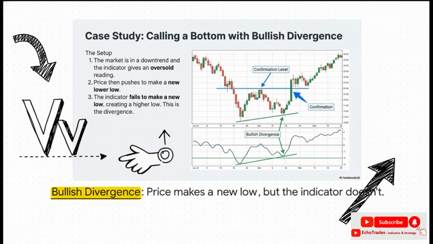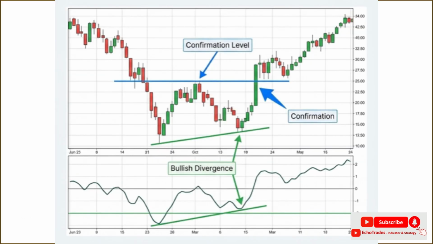Here, the price makes a new lower low, but the indicator just refuses to follow. It puts in a higher low. This is bullish divergence. And it's basically telling us that the sellers are getting exhausted. Again, for confirmation, we can mark the high point of the price structure between those lows. A close above that level tells us a bottom could be in place and a new uptrend might be starting.